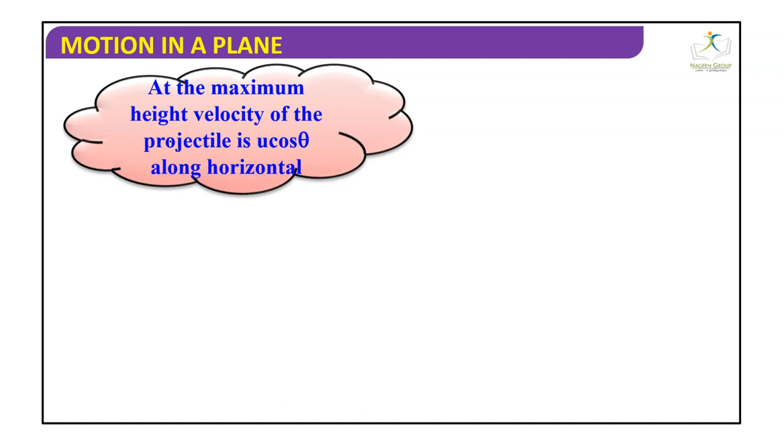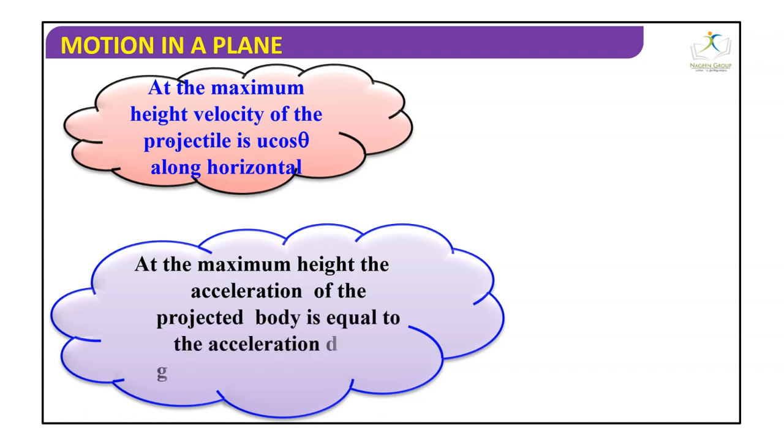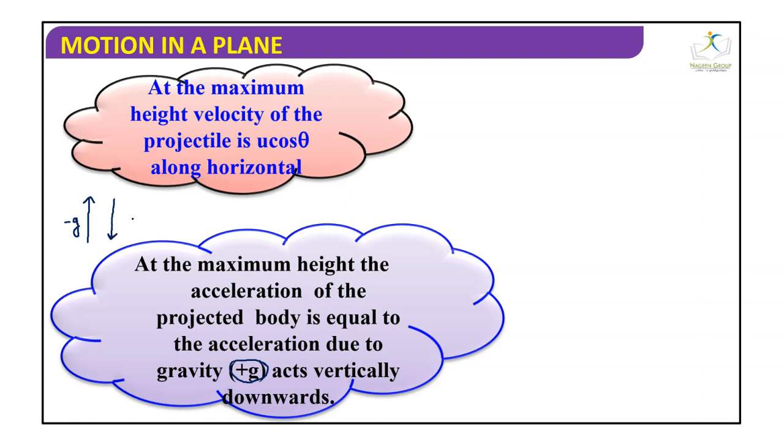At the maximum height, the velocity of the projectile is u cos theta along the horizontal path. And at the maximum height, the acceleration of the projected body is equal to the acceleration due to gravity, which acts vertically downward. As you can see, students, here I have taken the value of g as positive, because when we throw the body upward, we are doing work against gravity. Gravity wants to attract the body towards the center, and when I throw the ball upward, the acceleration due to gravity is in the opposite direction. But at the maximum height, when the body starts to fall downward, the direction of gravity is the same as the motion. That's why we have taken the positive sign.